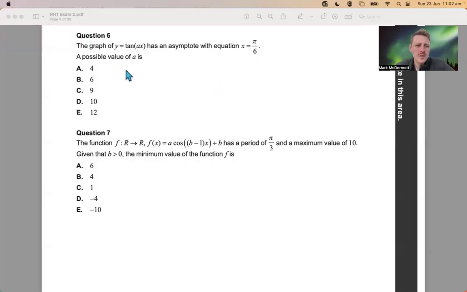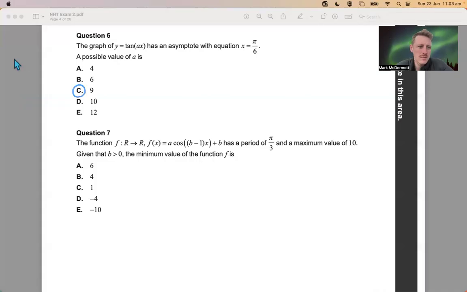Okay, question 6. The graph of y equals 10^(ax) has an asymptote with the equation x equals pi on 6. A possible value of a is... Okay, with this question, I think you need to work smarter, not harder. So let me explain. I reckon the answer is C, 9. And let me explain why.